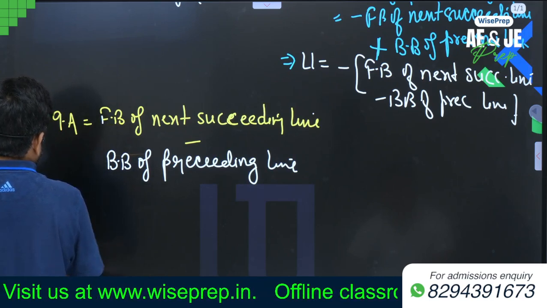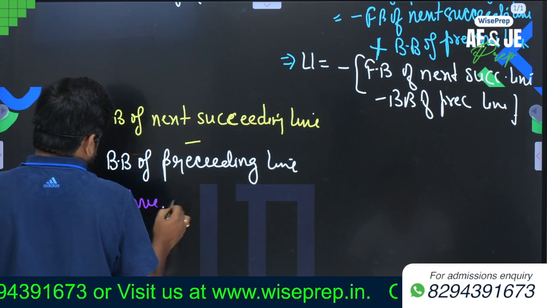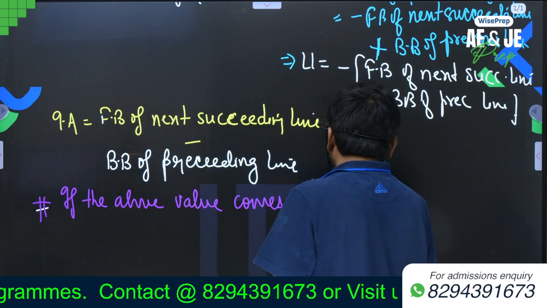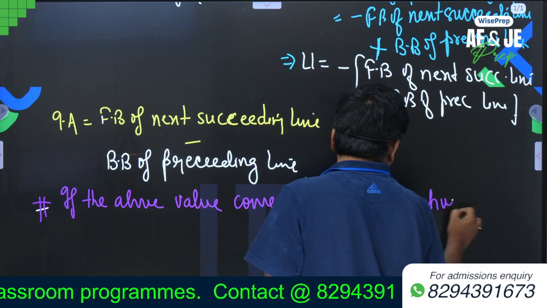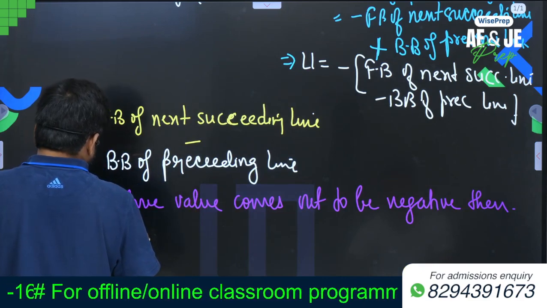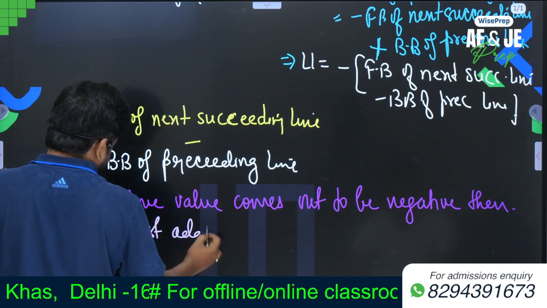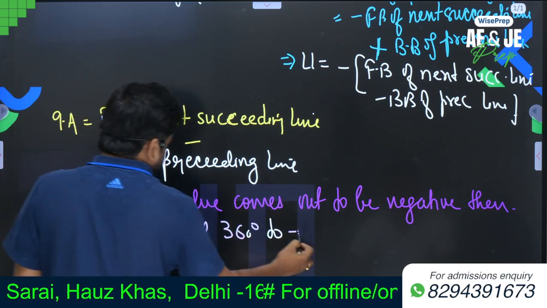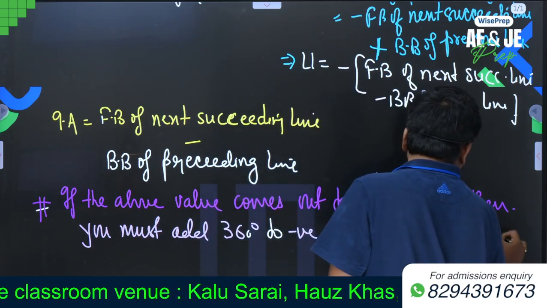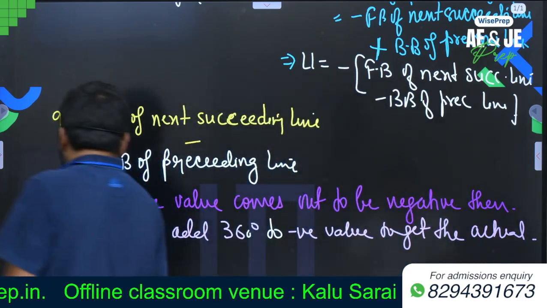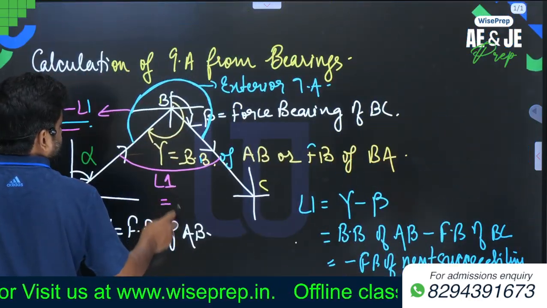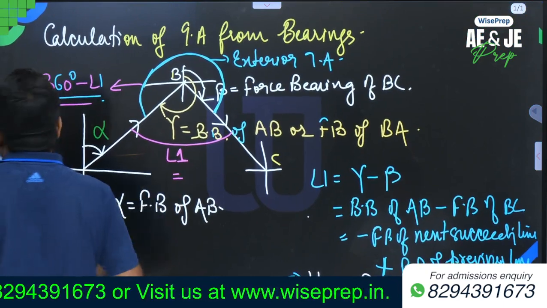If the above value comes out to be negative, then you must add 360 degree to the negative value to get the actual included angles. All right, write down please.